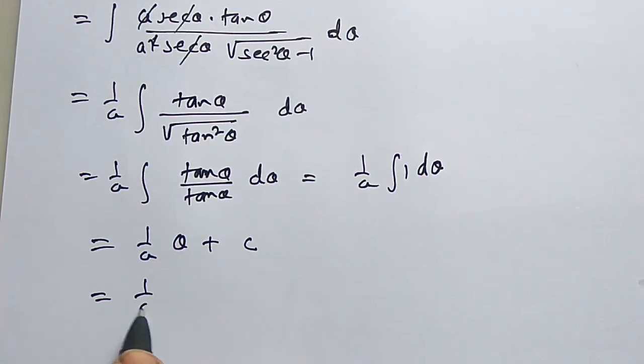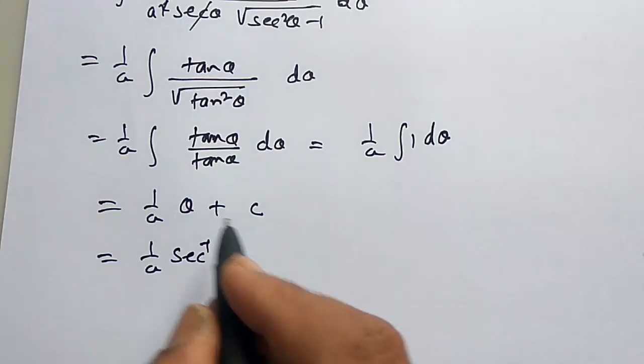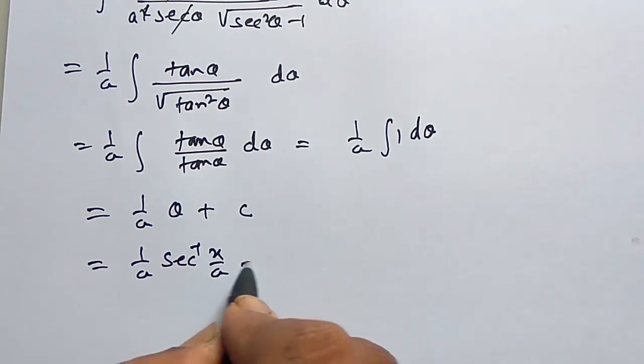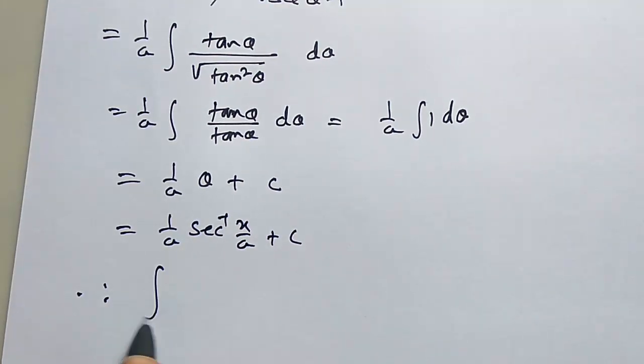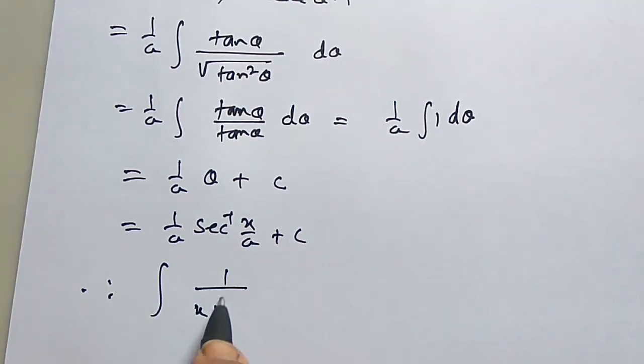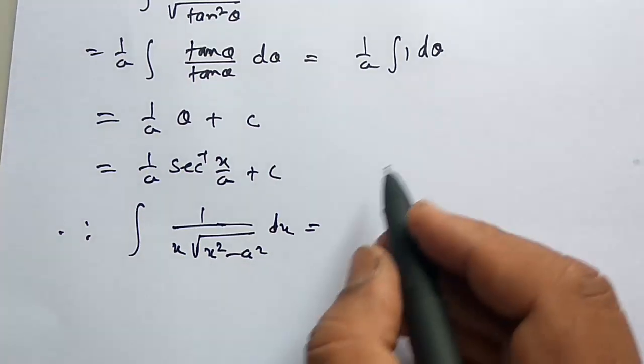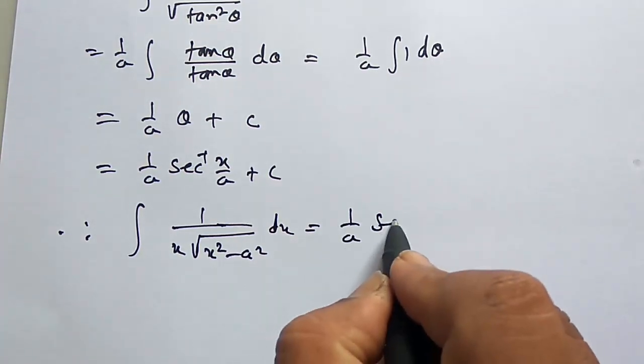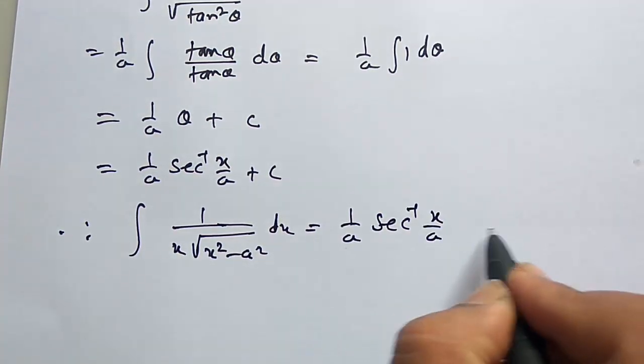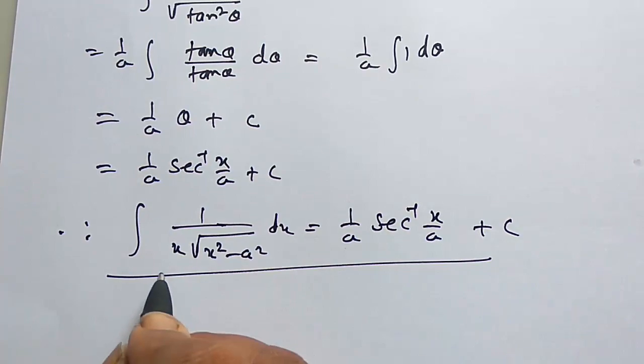So this is 1 upon a sec inverse of x upon a plus c, and therefore the integration of 1 upon x under root of x square minus a square dx becomes 1 upon a sec inverse of x upon a plus c. So this is the answer.